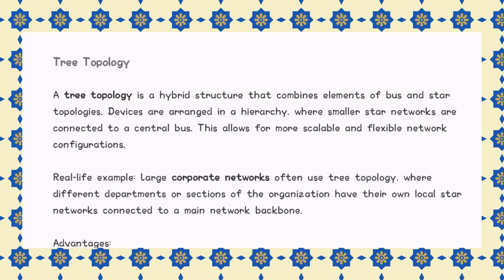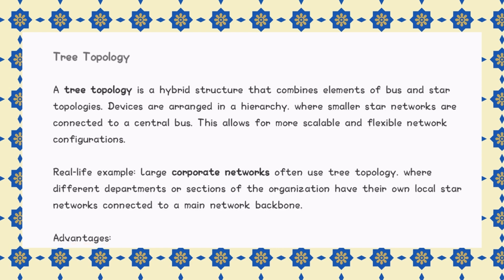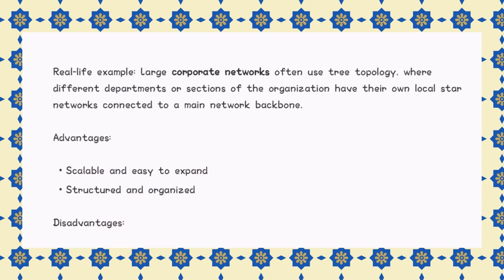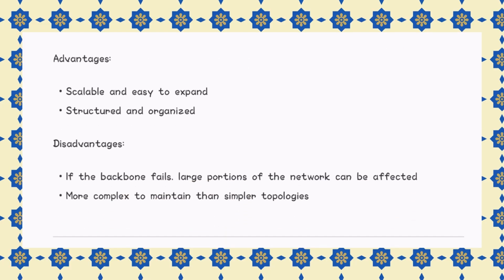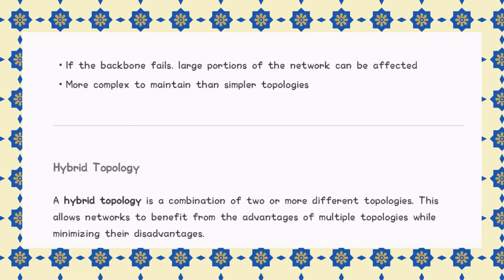Real-life example: large corporate networks often use tree topology, where different departments or sections of the organization have their own local star networks connected to a main network backbone. Advantages: scalable and easy to expand, structured and organized. Disadvantages: if the backbone fails, large portions of the network can be affected, and it is more complex to maintain than simpler topologies.